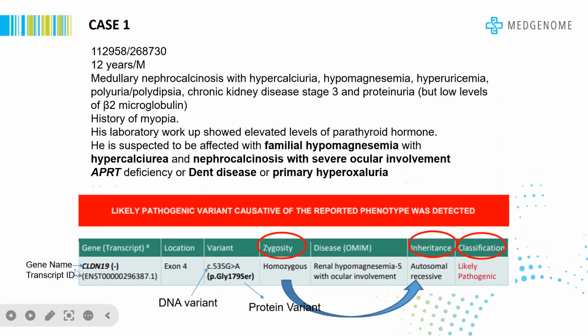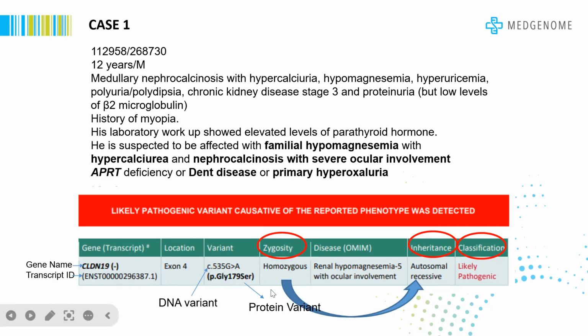So this CLDN19 is the gene. This is the gene that is responsible for causing renal hypomagnesemia. This is the transcript ID that has been given from Ensembl. This variant has taken place in exon 4. If we see at the DNA level, the nucleotide level, at position 535 a G>A mutation has occurred. The nucleotide G has been changed to A in this condition, and it has led to a change of amino acid at this location from glycine to serine. So this is the protein variant.